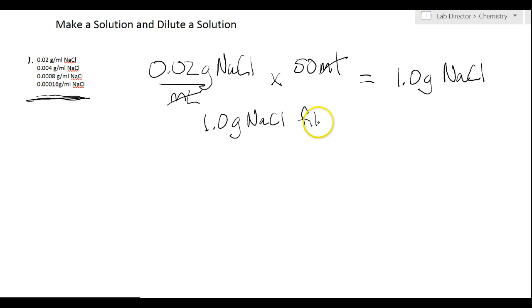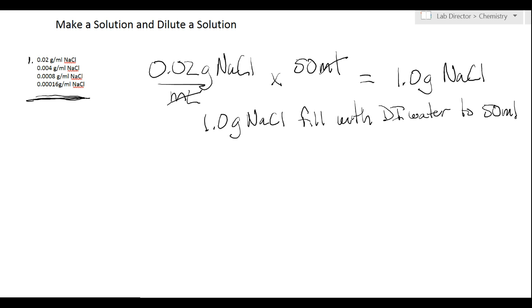So I'm going to say fill with, we're going to use deionized water, to 50 milliliters. Okay, and then once I mix those, I'm going to have my 0.02 grams of NaCl per milliliter solution. Okay, so that's my most concentrated solution.